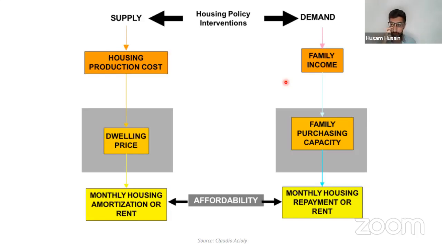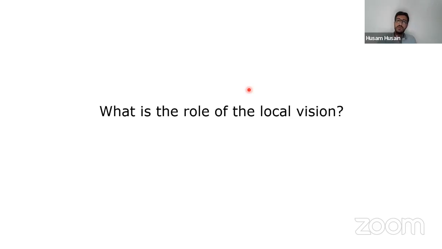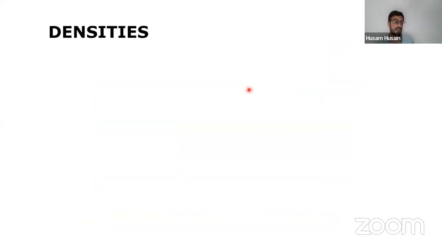This is to say that the demand and supply of housing must always be matched, going in parallel, being studied and presented in parallel. And in order to define the approach of affordability in Egypt, we need to understand the role of local visions. And in order to do that, we need really to understand densities. And this is a very important principle or factor of housing. What is really density? What is density in general? Or what is compactness? Or what is diversity?